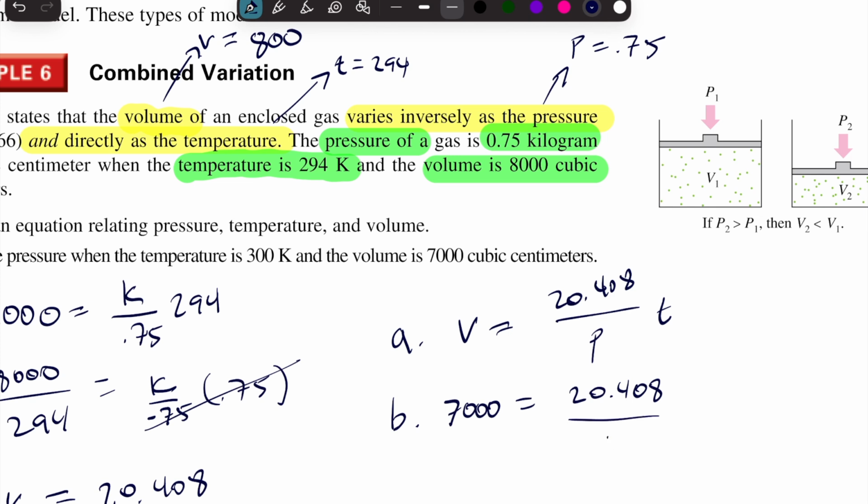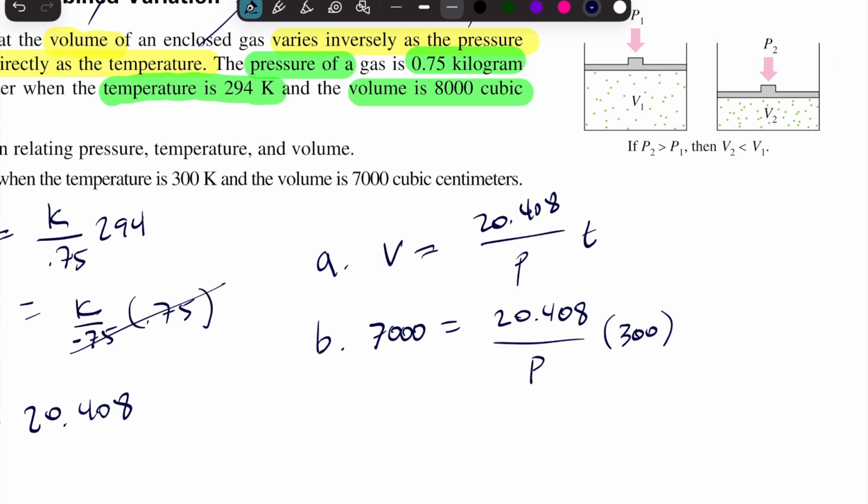Over P times 300. All right, so this one's a little bit more unique in that the variable I'm trying to find is in the denominator, so I need to get it out of there. To do that, let's go ahead and multiply both sides by P. So that'll cancel these. And then I'm going to divide both sides by 7,000.